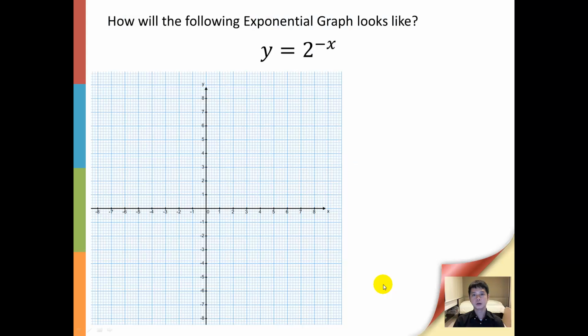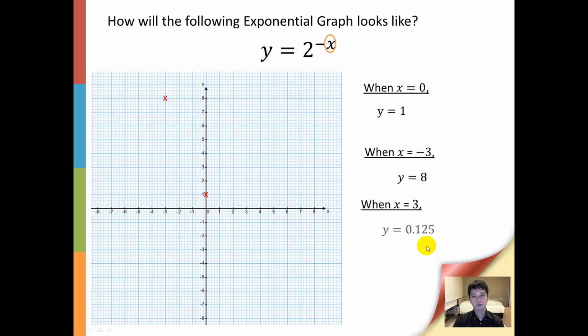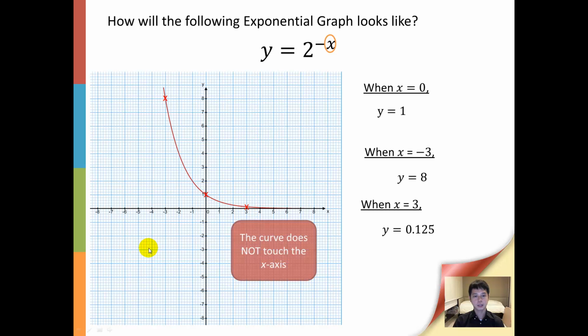Let's look at another example, y equals 2 to the power of negative x. We shall first start with plotting this curve here. When x equals 0, our value of y will still be equal to 1, and hence we will have this point here. Next, when we sub in a negative value such as negative 3, y is now 8 instead. And when x equals positive 3, we have y equals 0.125. And likewise, we can plot the graph in this way. Again, the curve does not touch the x-axis. It is always approaching the x-axis, but it will never touch it.